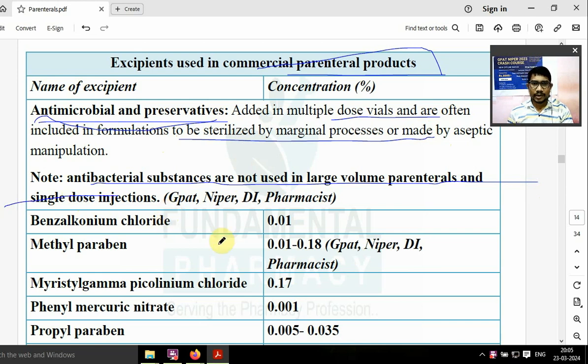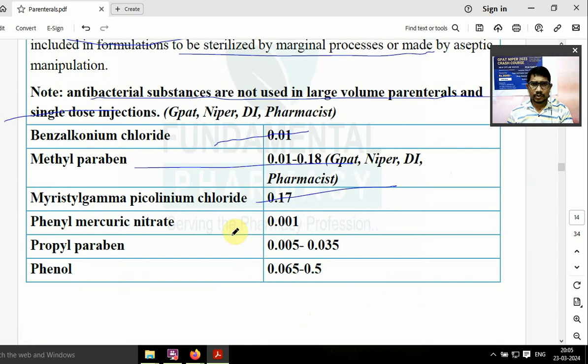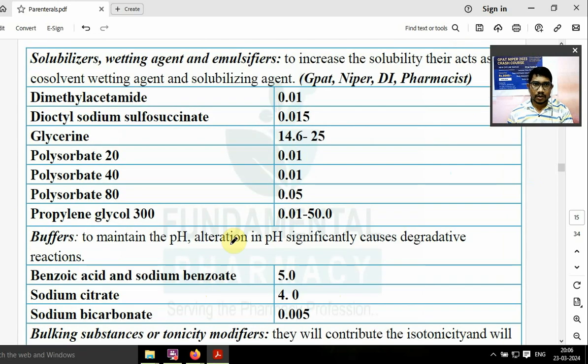और benzalkonium chloride is used in 0.01%, methylparaben 0.01 to 0.18 है ना. Myristyl gamma picolinium chloride 0.7%, phenylmercuric nitrate 0.001%, methylparaben 0.005 to 0.035, phenol 0.06 to 0.05. Stabilizers, wetting agent ये अपने देखा है ऑलरेडी, ठीक है.